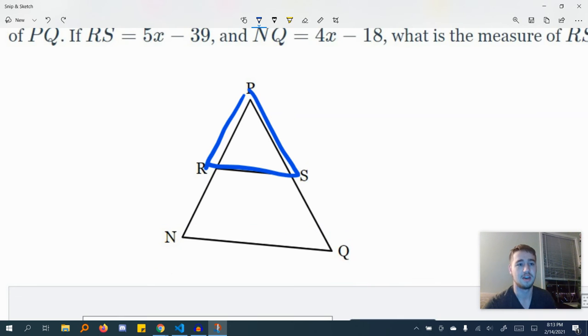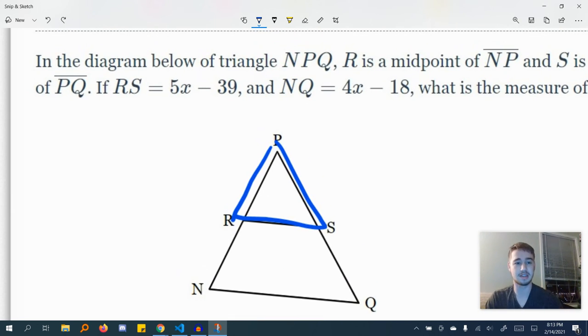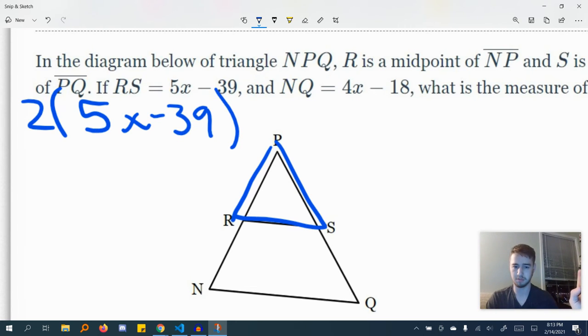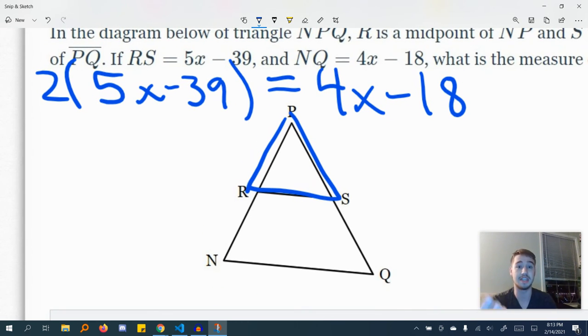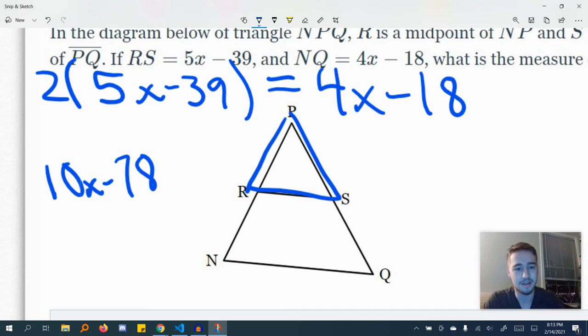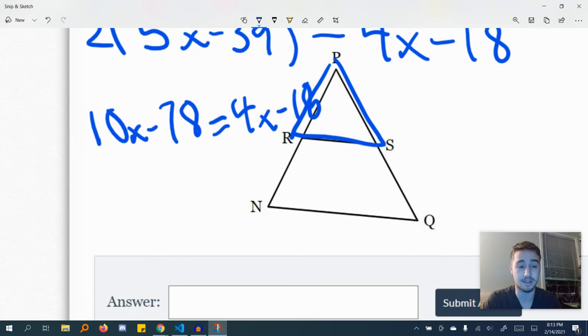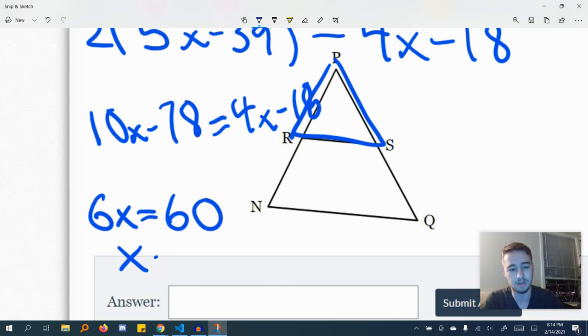What that means is we need to set 5x minus 39 times 2, in order to get it to the full length, equals 4x minus 18. So that's really just showing us that RS is half of NQ. So we doubled RS to get all of NQ to set it equal to each other. So we get 10x minus 78 is 4x minus 18. We rearrange and solve to get 6x equals 60. X equals 10.